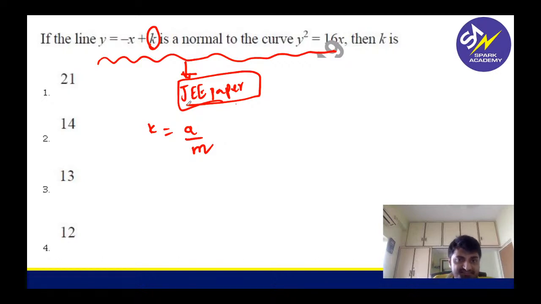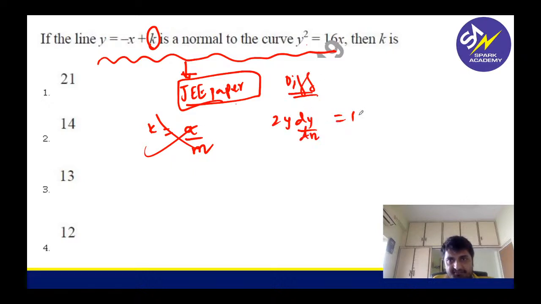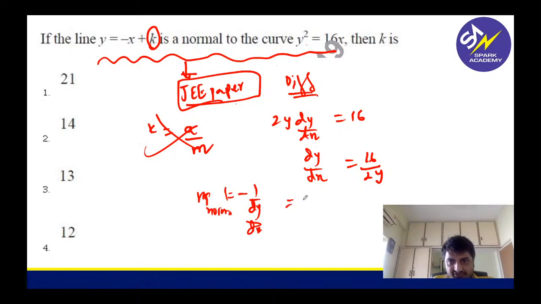Equation of normal is it. So I can't use the tangent equation. Normal means I can use differentiation. 2y dy by dx is 16. dy by dx is what? 16 by 2y. Or slope is what? Minus 1 by dy by dx for a normal, right? Slope of a normal, minus 1 by dy by dx. So I'll get minus 2y by 16.